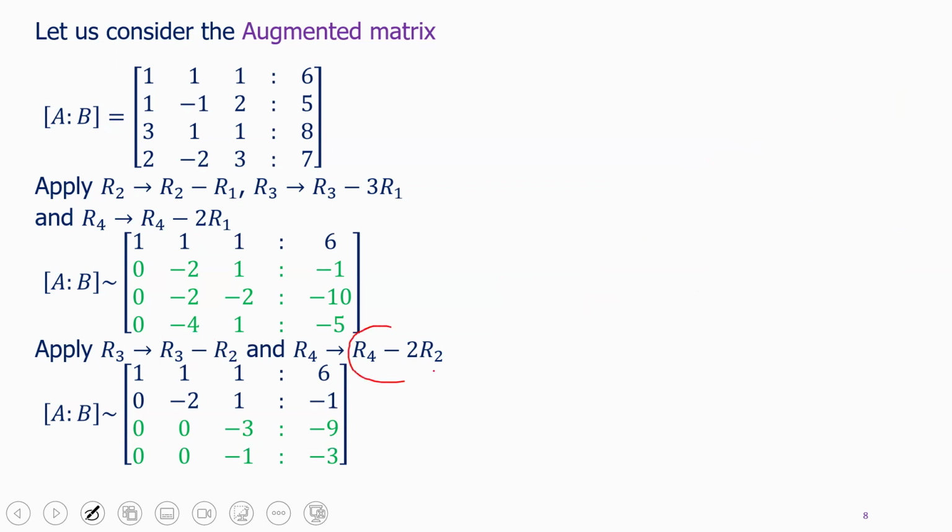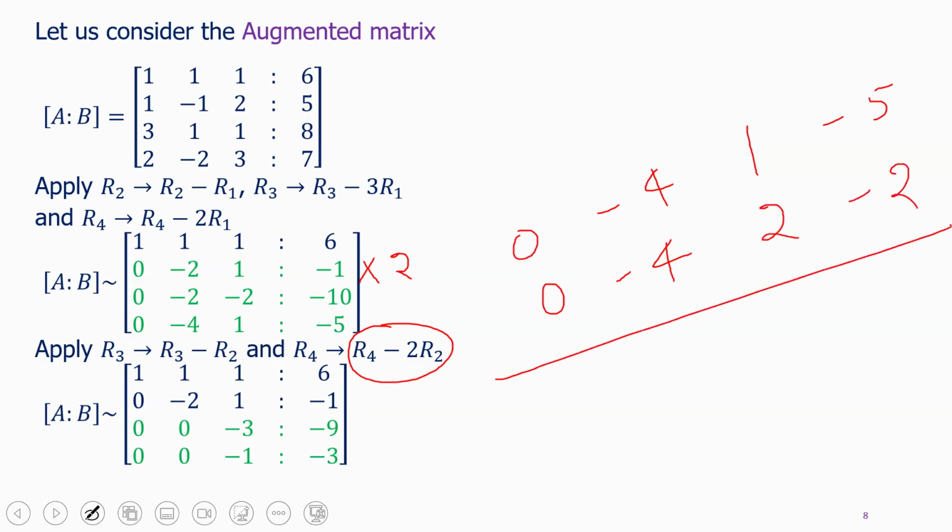Similarly, if we take this operation, what is the fourth row? It is 0, minus 4, 1, and minus 5. Let us multiply the second row by 2. So it will become 0, minus 4, 2, and minus 2. Let us subtract it.